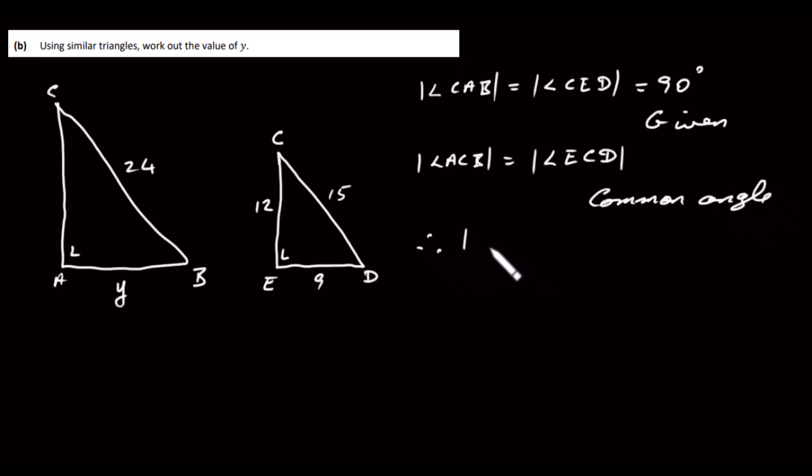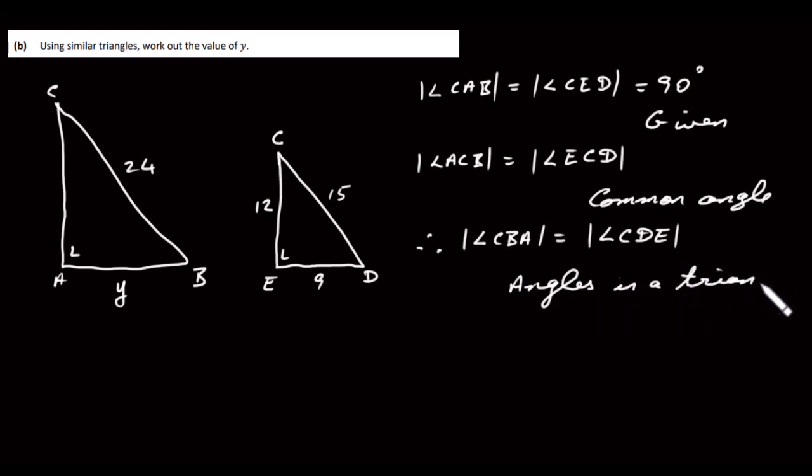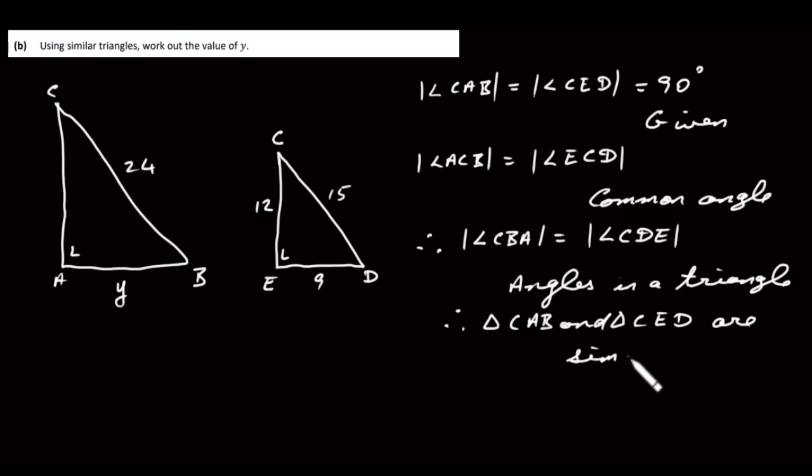Therefore, we can say then that the other angle must be equal. So angle CBA is equal to angle CDE. Why? We can just say angles in a triangle add up to 180 degrees, so if you can prove that two angles are the same, the third one must be the same. So therefore, triangles CAB and CED are similar. So that would be the proof that the two are similar.